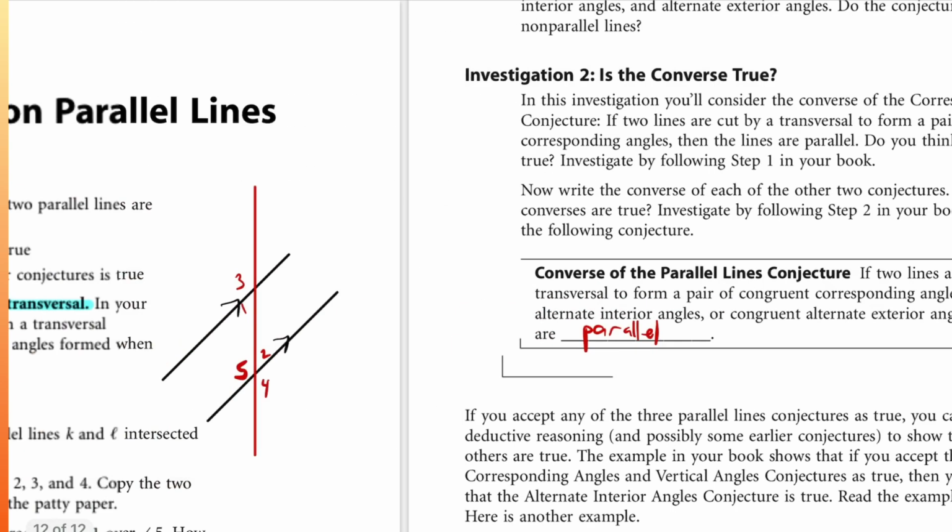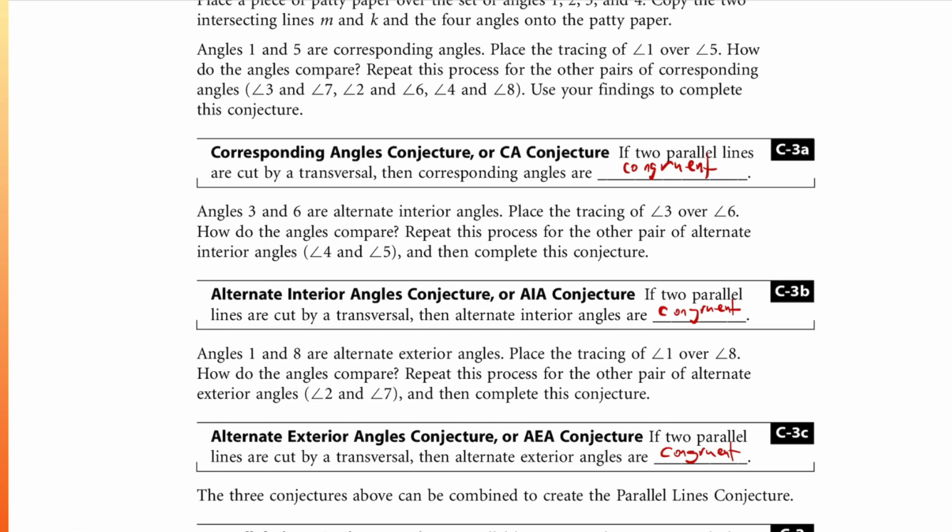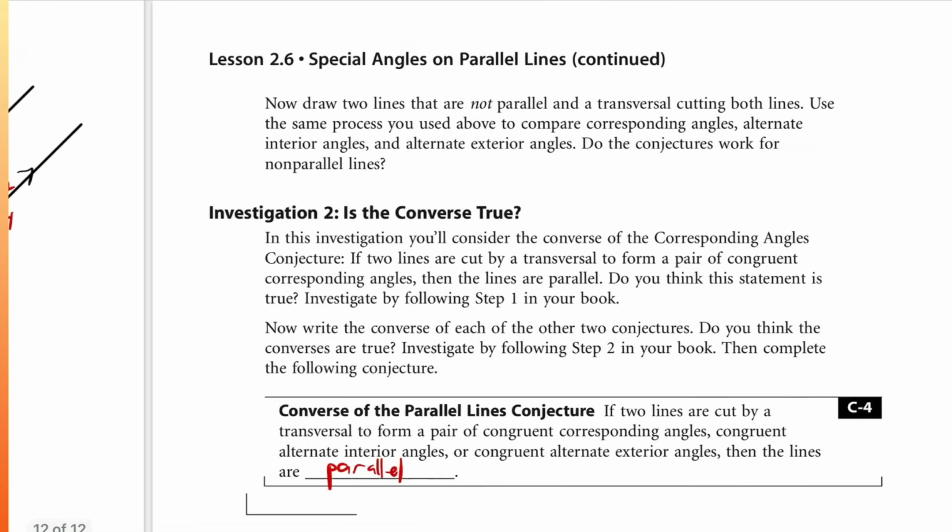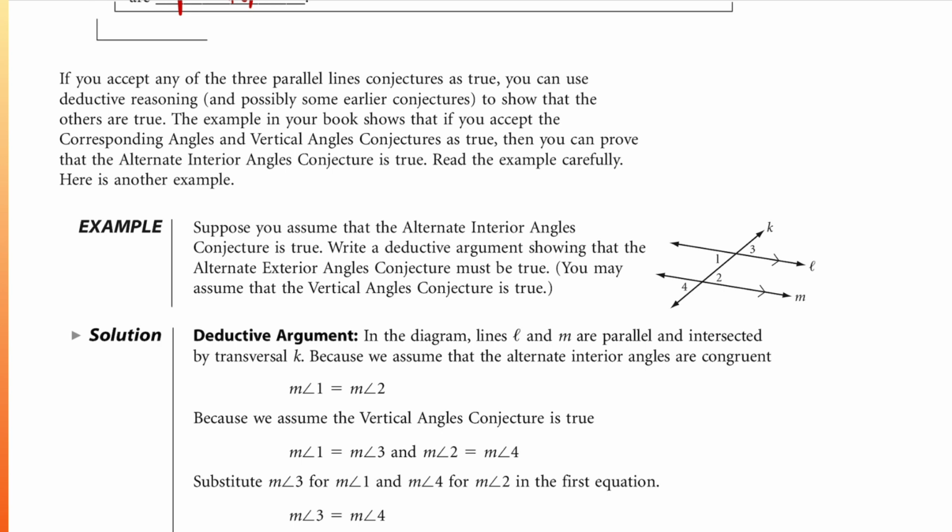So here's an example. Suppose that you assume that the alternate interior angles conjecture is true. Write a deductive argument showing that the alternate exterior angle conjecture must be true. You may assume that the vertical angle conjecture is true. So right away we know that L is parallel to M. We can tell by these arrows that those two lines are parallel. So therefore angle 1 is congruent to angle 3, right? That's by vertical angles. Also, angle 2 is congruent to angle 4.